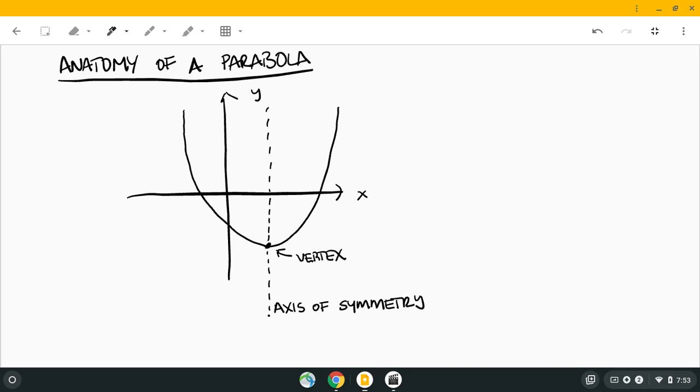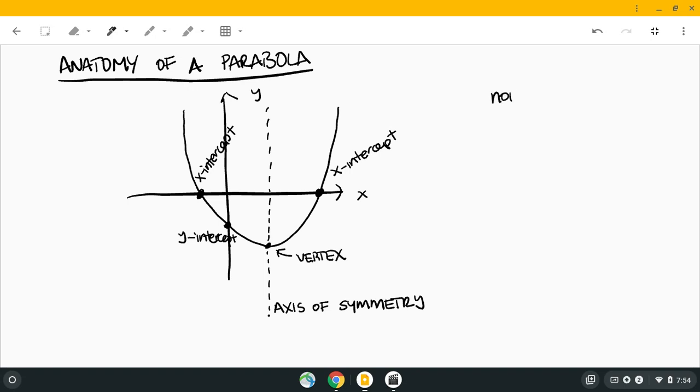Okay, so we also have this point right here where the graph crosses the y-axis. Here, this is the y-intercept. And then here we have the graph crossing the x-axis here and here. We call these the x-intercepts. And there could be 2, there could be 1, there could be none. Okay, so these are important parts of the parabola.